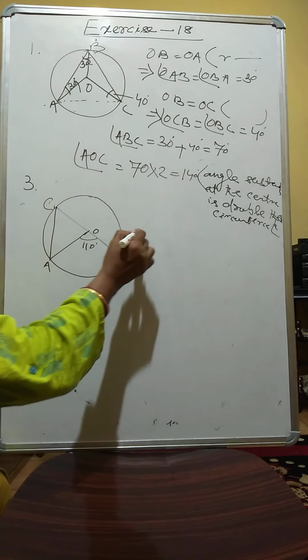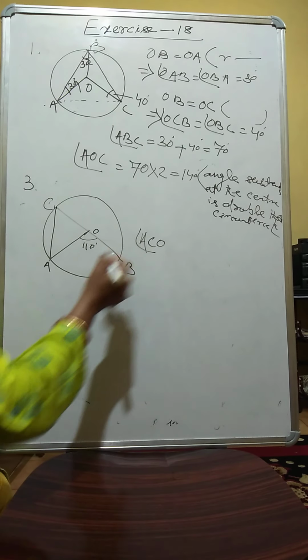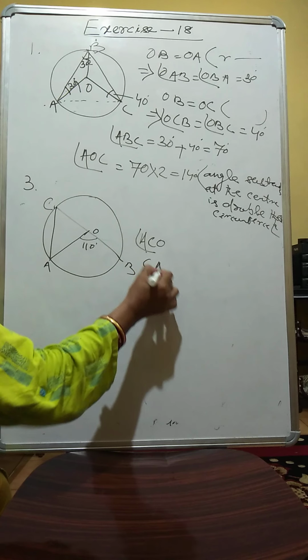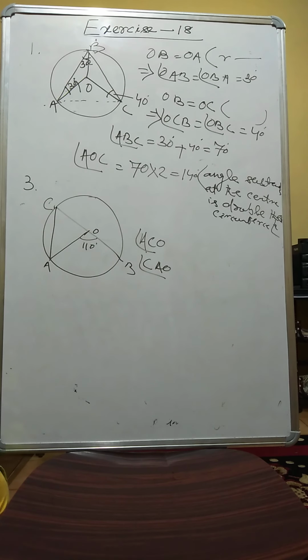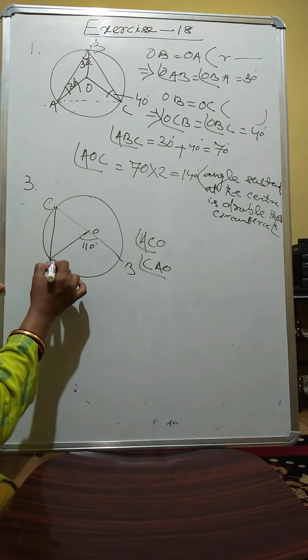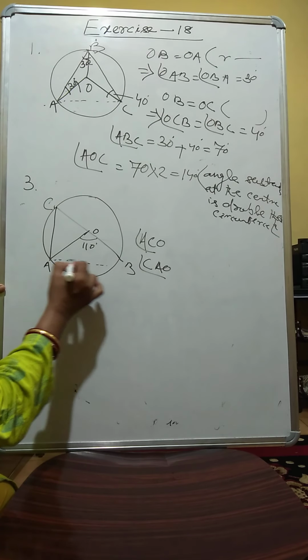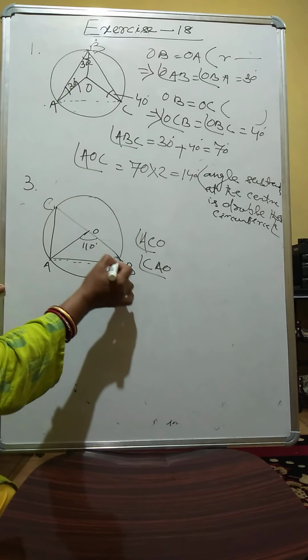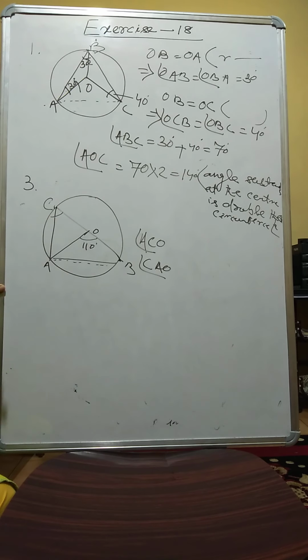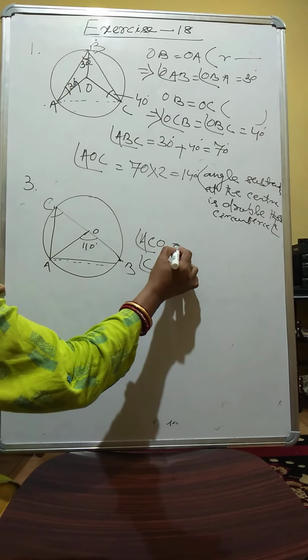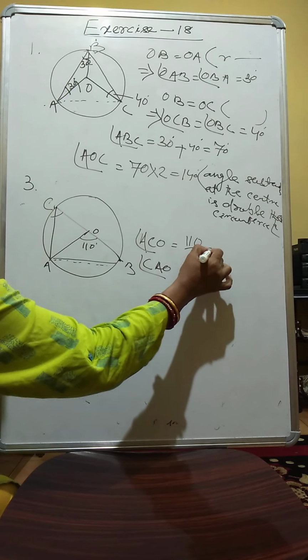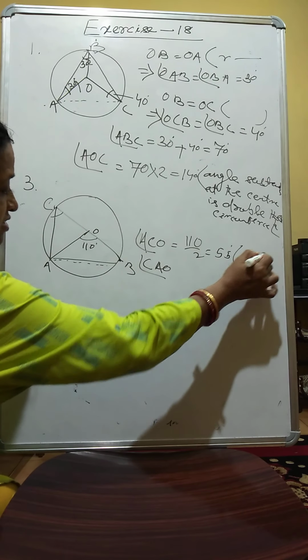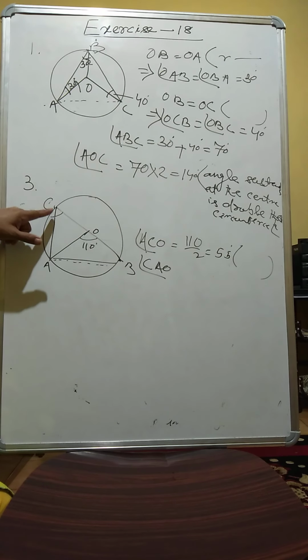Now we have to find out angle ACO and then angle CAO. Now look at this, children. You can write that if I join this, this is a center angle, this is a circumference angle. Hence I'll write ACO is 110 by 2, 55 degree. Children, you will write the reason: the angle subtended at the circumference is half of the center angle.